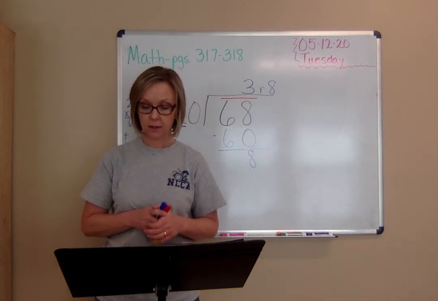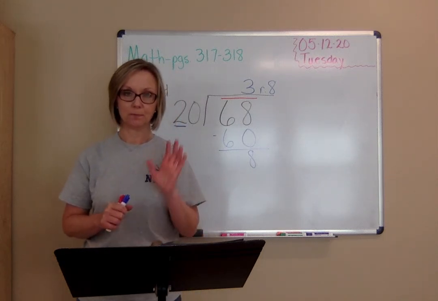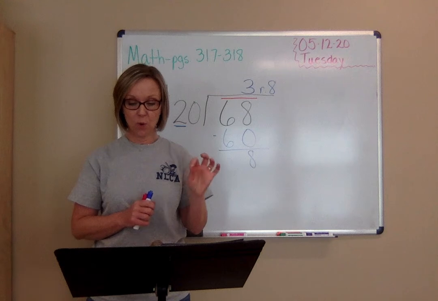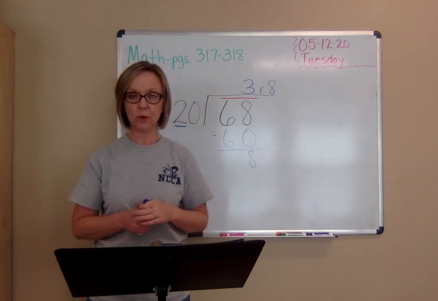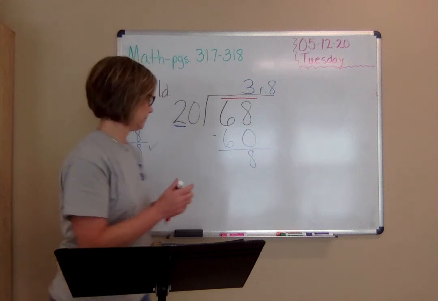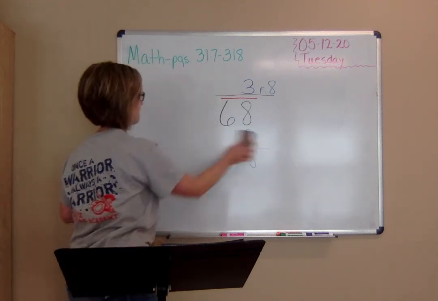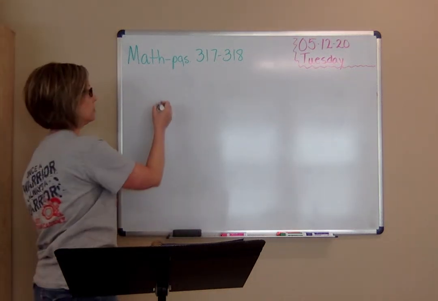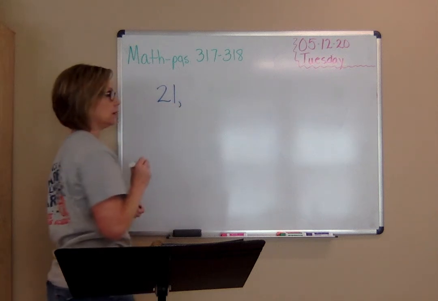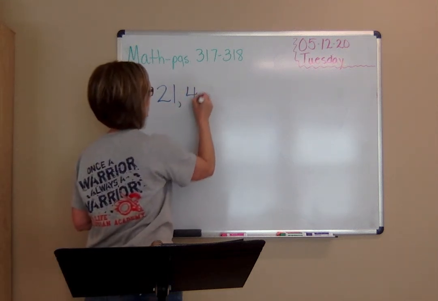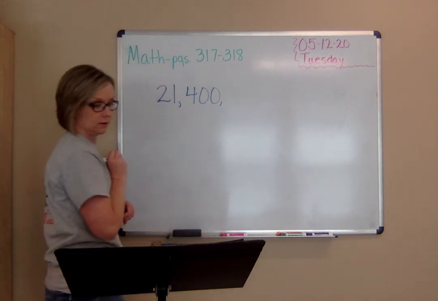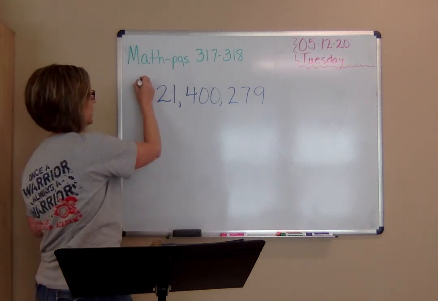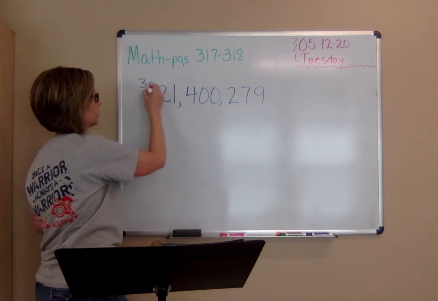3A, 21,400,279. Let me repeat. 21,400,279. That's 3A. Remember, my words mean my commas there.